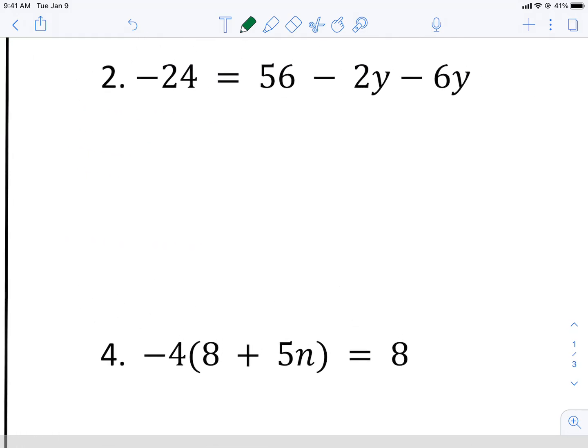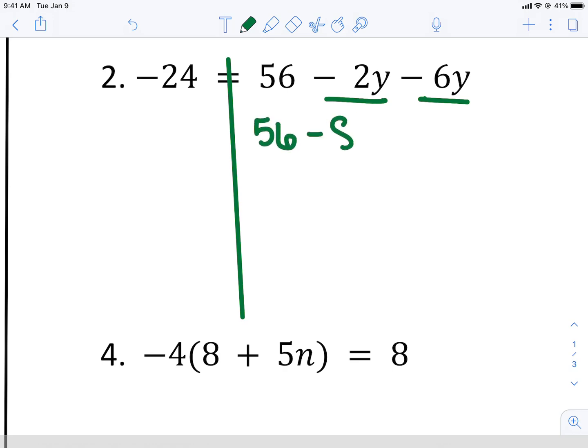So hopefully you paused the video, and you should have started by drawing a line through the equal sign. Again, you notice that you have some like terms you can combine. So when we do that, we have 56 minus 8y. And on the other side, we have a negative 24.